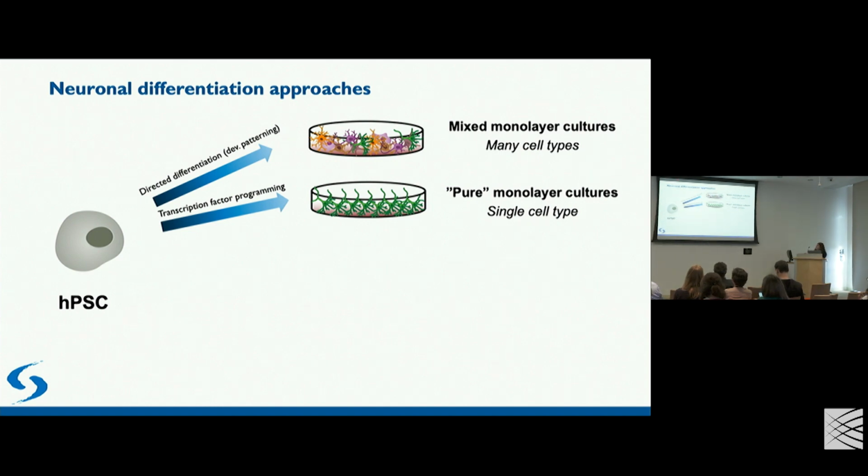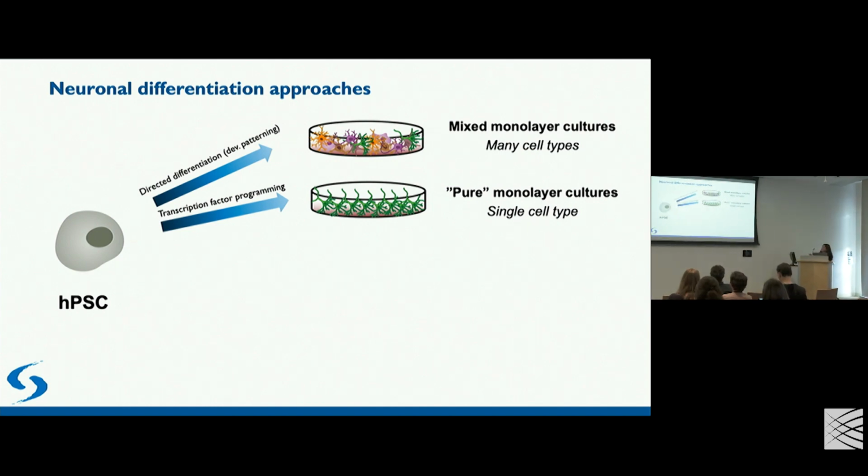The other approach that is commonly used to generate neurons in monolayer models or two-dimensional models is the transcription factor reprogramming approach, such as overexpression of the neurogenin 2 transcription factor. This is a very strong and powerful neuronal differentiation factor that often gives rise to pure populations of neurons, often as single cell types.